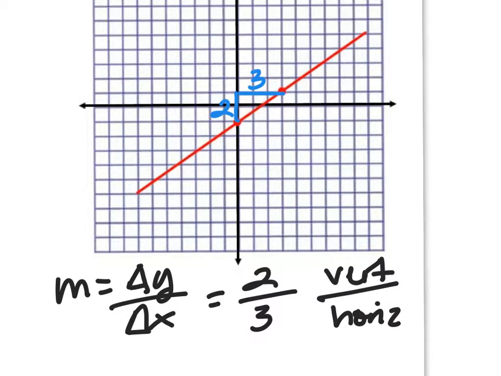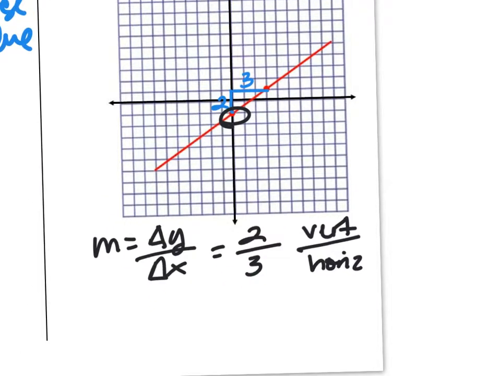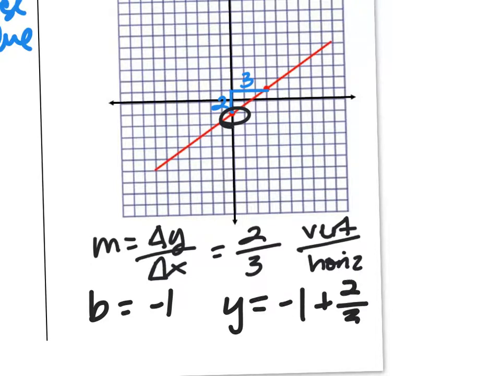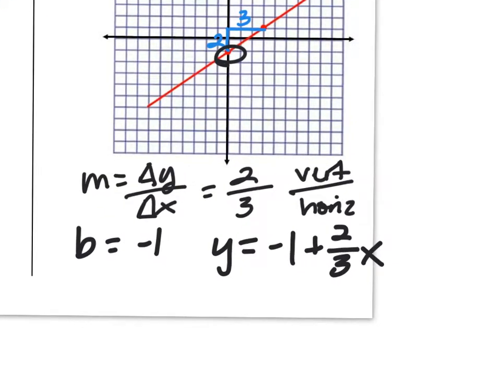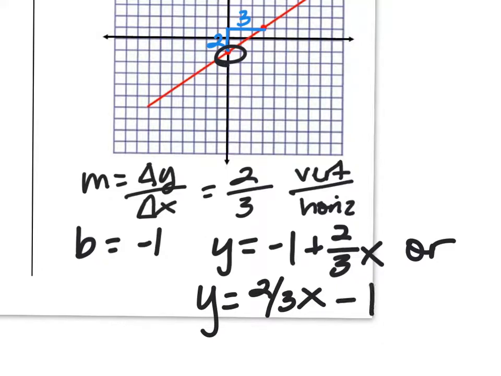Okay? So now I also know for this one that my initial value, where that line crosses the y-axis, is starting on the y-axis right here at -1. So I'm starting at -1, and then I'm changing by 2/3. So again, you can write it like that, or you can flip the order of these two, and you would have y equals 2/3 x minus 1.